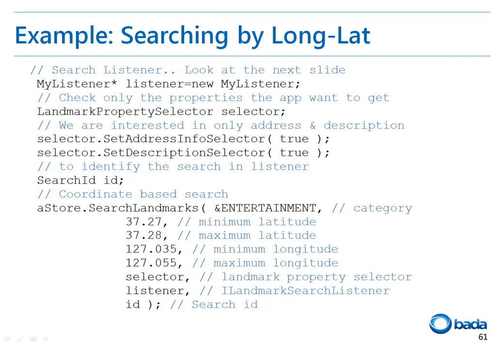The first parameter is the category. The second and the third are the minimum, maximum latitudes. The fourth and the fifth are minimum, maximum longitudes. The sixth is the selector that's been prepared before. The seventh is the listener object. And the last is the search ID for when a value is returned.